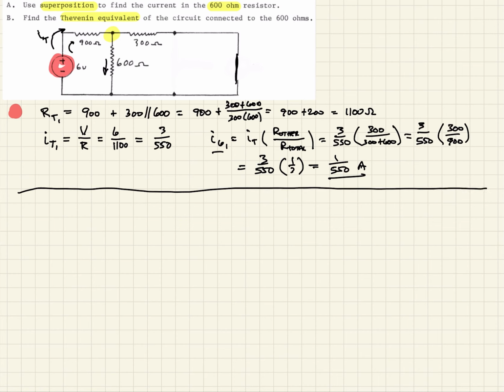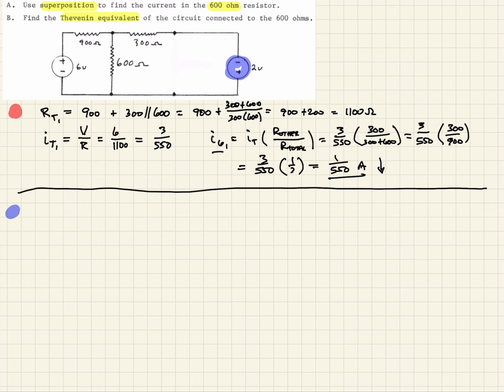Now we need to consider the other source. To do that, we'll reset our circuit. And again, we can continue to ignore that 1000 ohm resistor that we took out earlier. But now we want to consider the 2-volt source. And one thing I should note is this 1 over 550 amps, because of the polarization of that voltage source, will be going downward through the resistor, or down page.